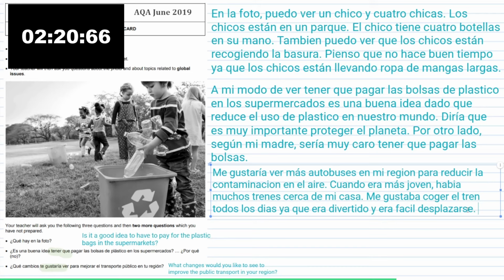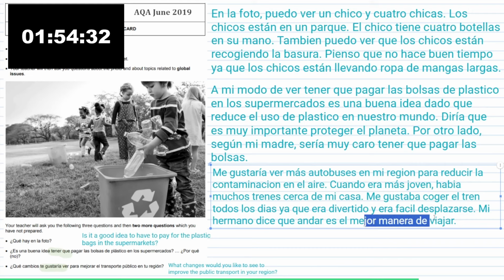Let's do two more sentences. Someone else's opinion, always. If you're not sure what to write about, give someone else's opinion. Using mi hermano dice que, my brother says that, andar, which is to walk, is something good. So andar es la mejor manera de viajar. It is the best way of traveling. I think that makes sense there. And then got a couple minutes left. What else can we say?